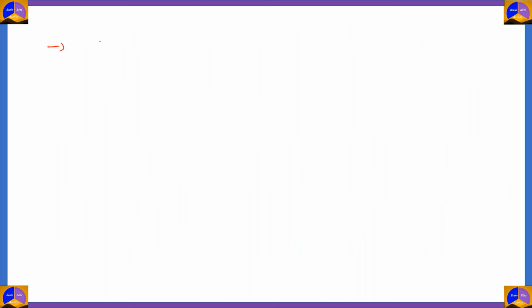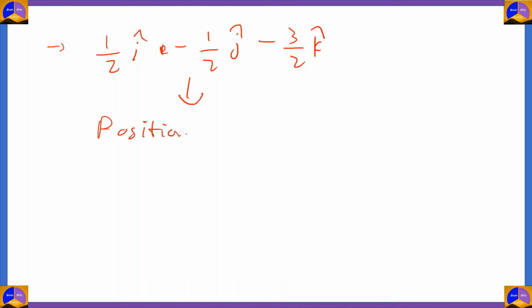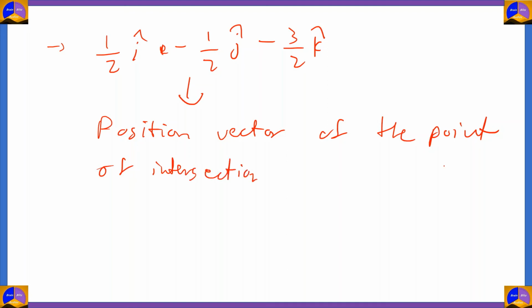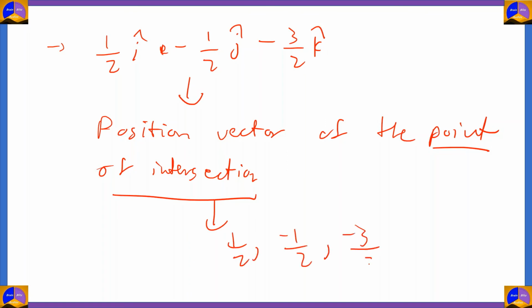Therefore, what we'll get is 1 by 2 i, minus 1 by 2 j, minus 3 by 2 k. So this will be the position vector of the point of intersection. So our point of intersection will be equal to 1 by 2, minus 1 by 2, and minus 3 by 2. So 1 by 2, comma, minus 1 by 2, comma, minus 3 by 2 is the point of intersection.